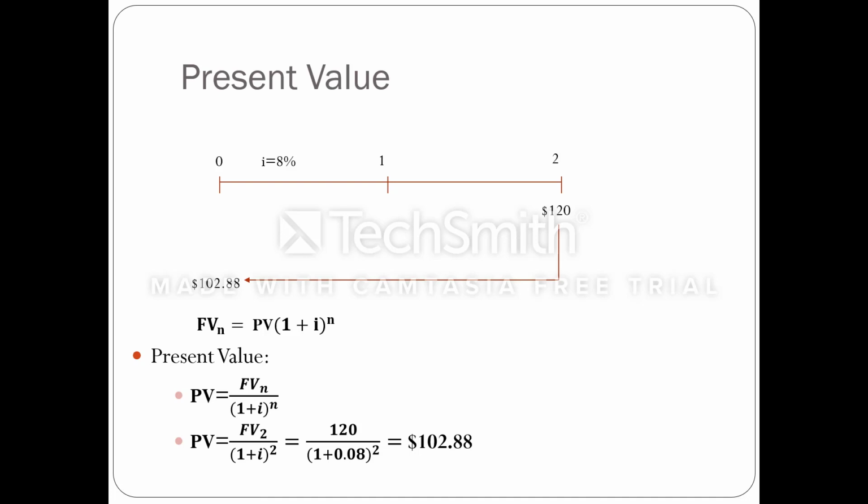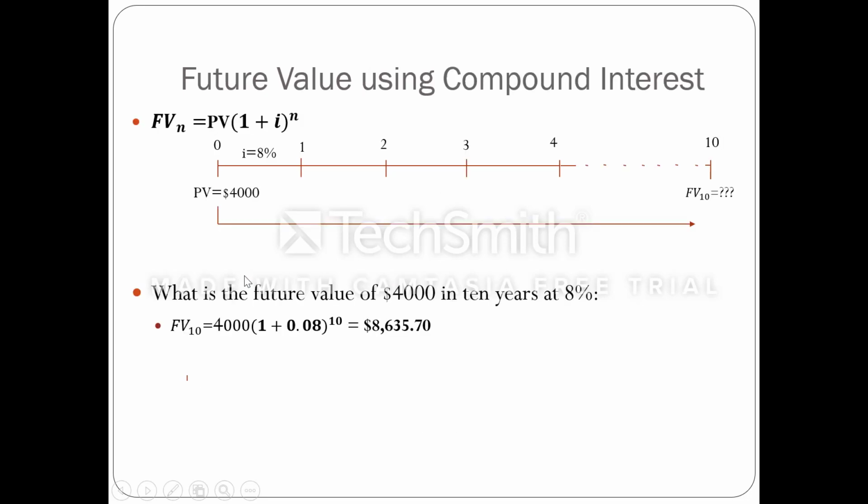So this process through which we determine the present value from the future value is called discounting. And when you have been given a present value, like in the previous slide, and you were determining the future value, this procedure is called compounding, right? Because we are compounding the interest.